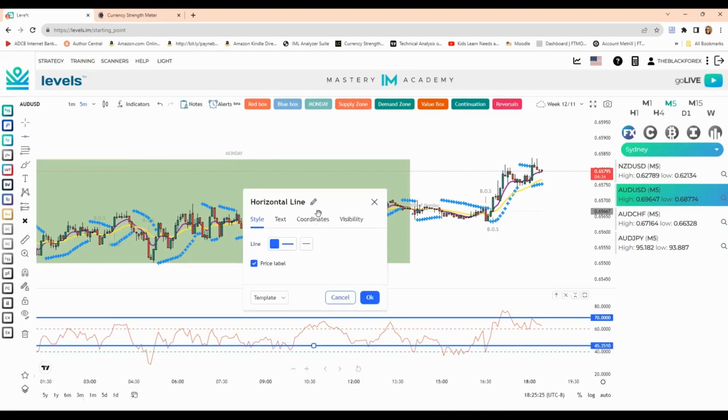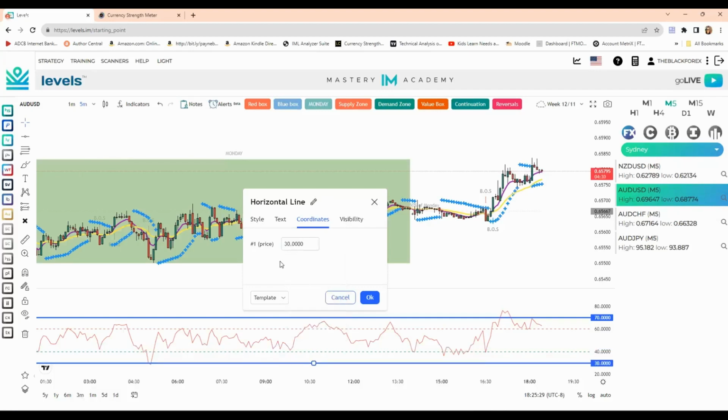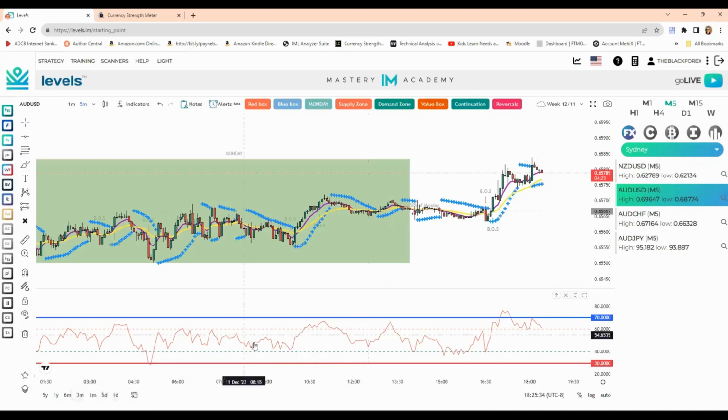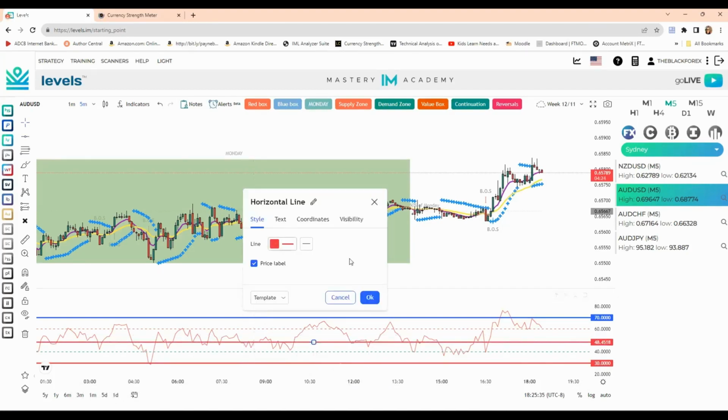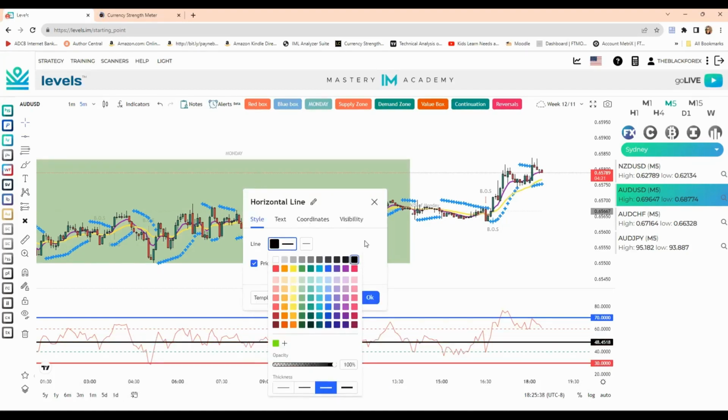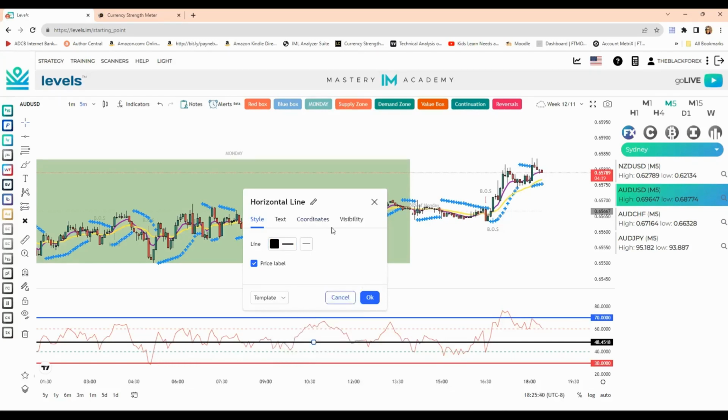I'm going to add the 30. That's my low. What else am I going to add? The 50. Very good. I'm going to add the 50. And you don't have to add the 50, but I do like to look at the 50 sometimes because it tells me when it's going to turn around, right?